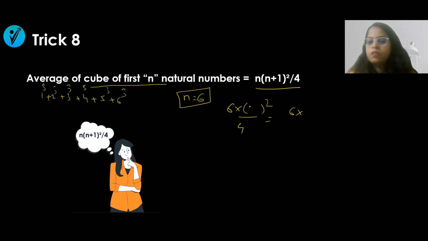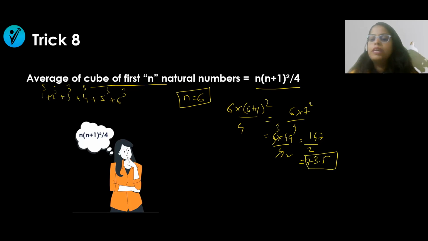So it will be (6 plus 1) whole square, that means 7 square divided by 4. That means 6 into 49 by 4. 2 2s are 4, 2 3s are 6. 49 3s are what? 147 divided by 2. 2 7s are 14, and there will be 2 3s are 6. 73.5 will be the answer.